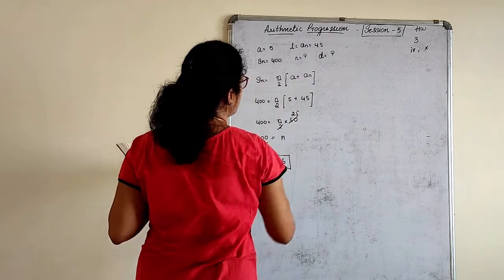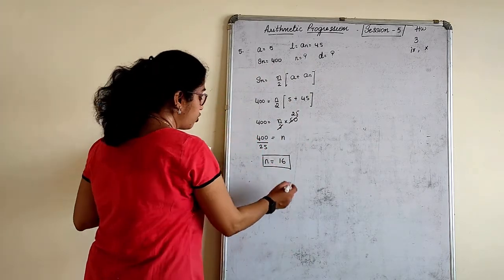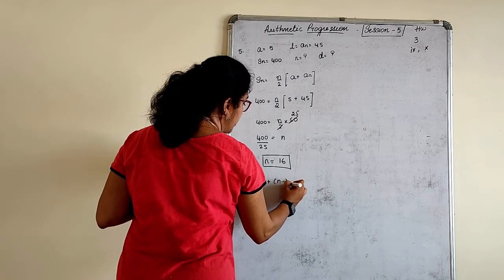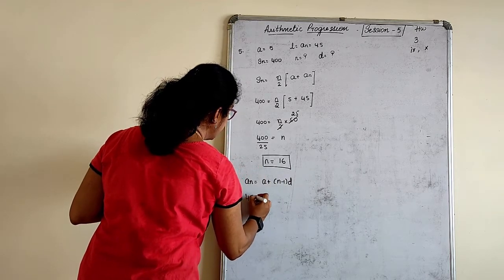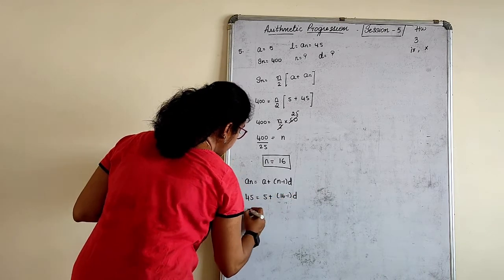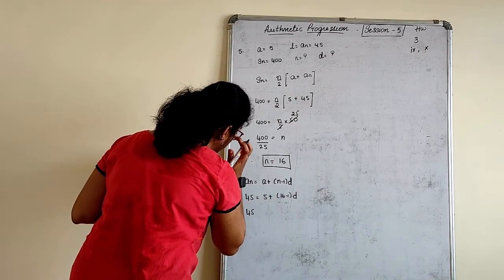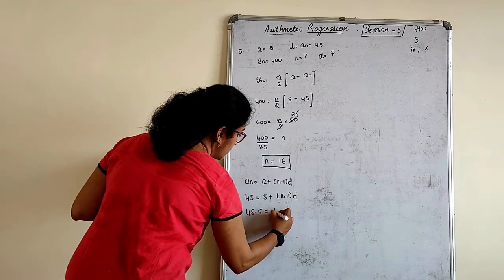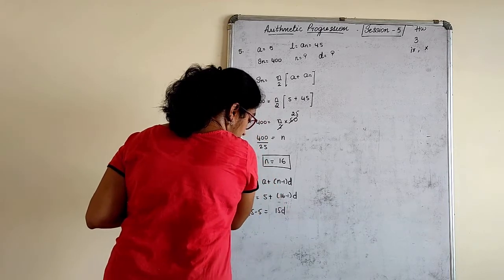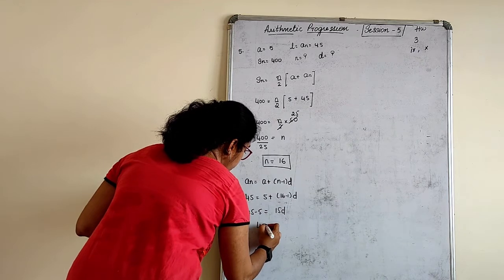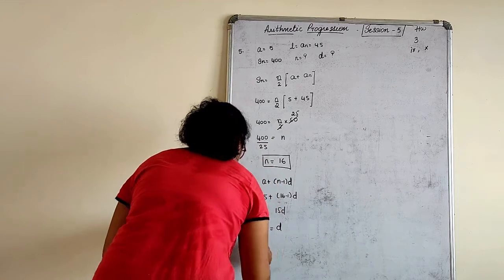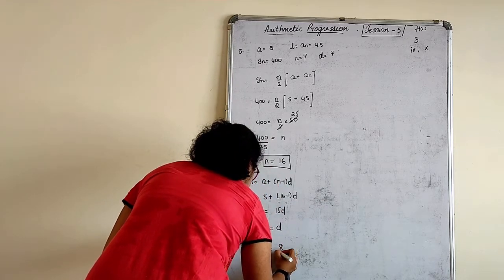Since you know n, now you have to find the common difference. So we can find the common difference by this formula now. an is equal to a plus n minus 1 of d, where an is 45, a is 5, n is 16, minus 1 of d. So 45 minus 5 is equal to 15d. So 45 minus 5 is 40 upon 15 is equal to d. So d is 8 by 3.